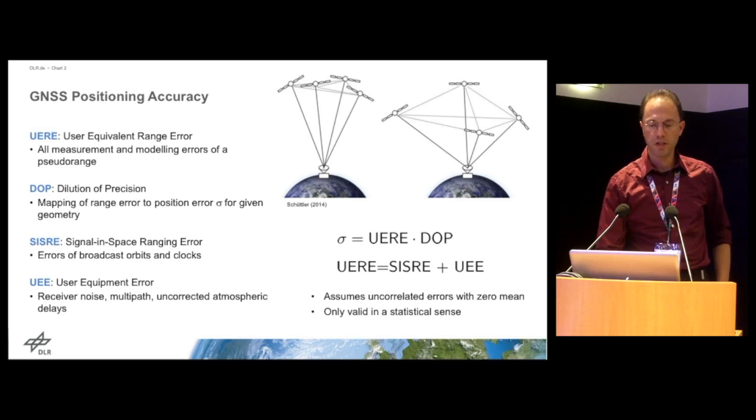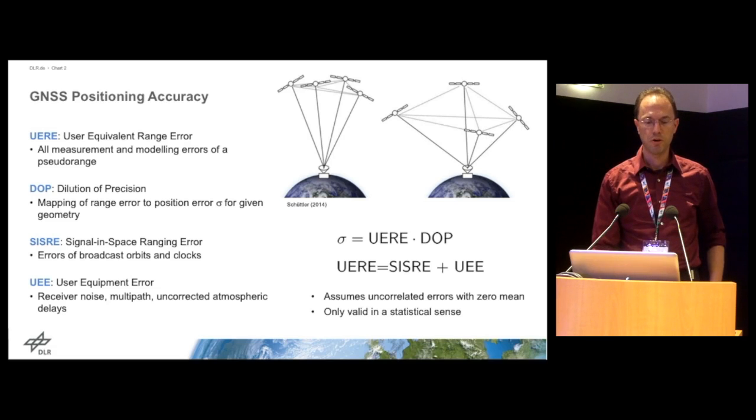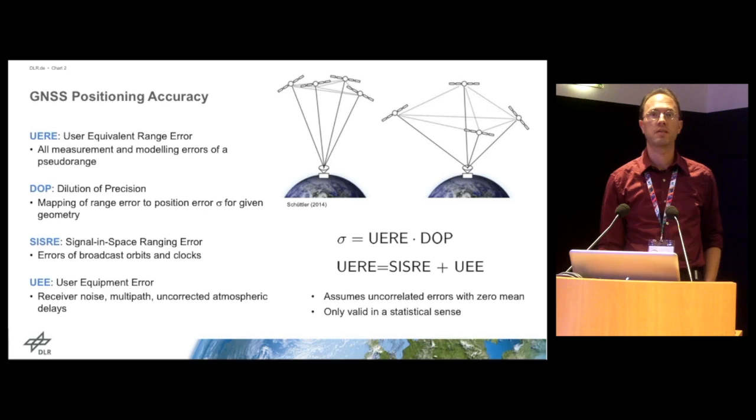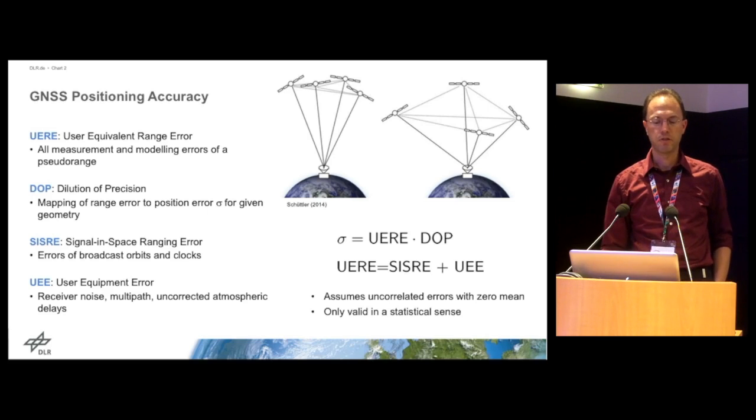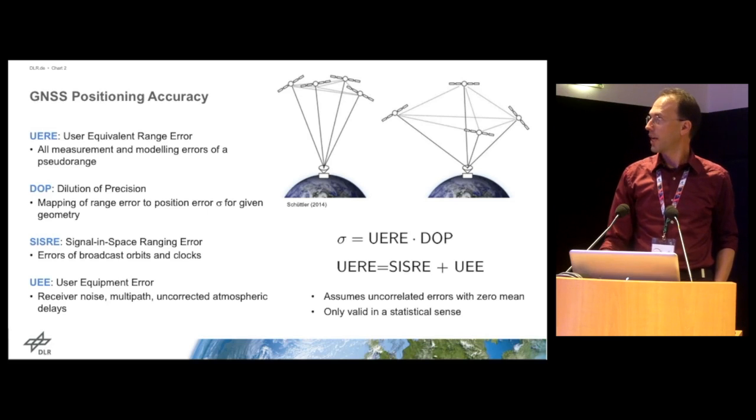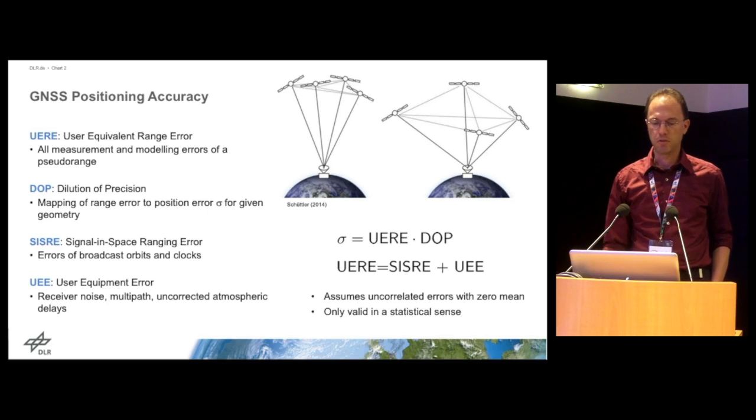The user equivalent range error can be separated into two parts. The first one is the topic of this presentation. This is the signal in space ranging error. It represents the errors of the broadcast orbits and clocks. And the second component, the user equipment error, is related to receiver noise, multipath, and uncorrected atmospheric delays. One has to add that these concepts use assumptions that the errors are uncorrelated with a zero mean, and that this is only valid in a statistical sense.